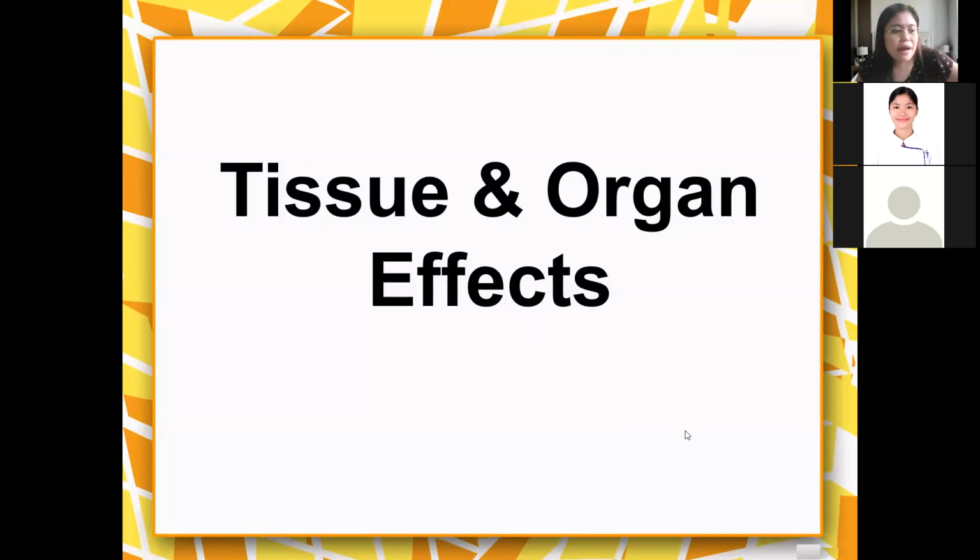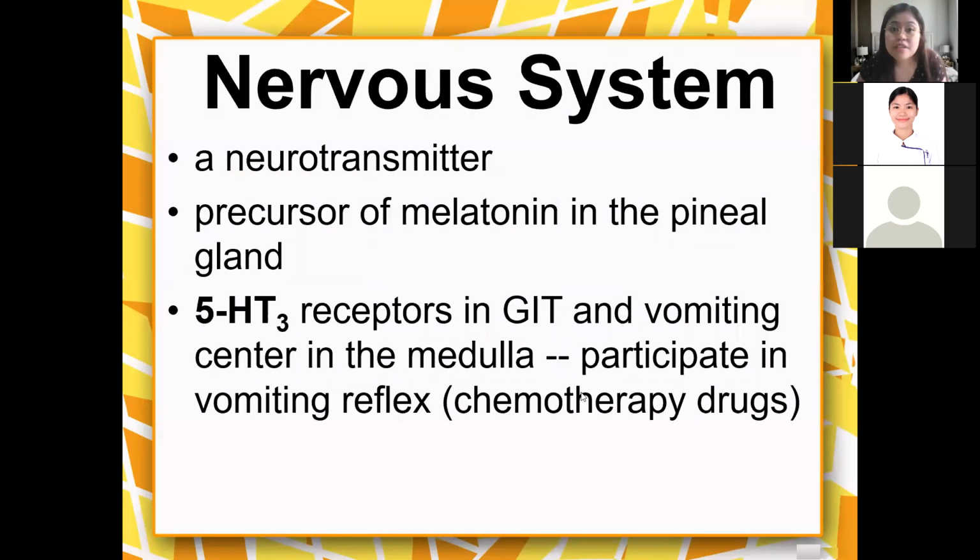Now let's talk about the tissue and organ effects of our serotonin. For the nervous system, serotonin acts as a neurotransmitter. And then I have mentioned a while ago that especially at night in the pineal gland, serotonin will be transformed into melatonin, the hormone of darkness that is involved in our sleeping pattern and circadian rhythm.